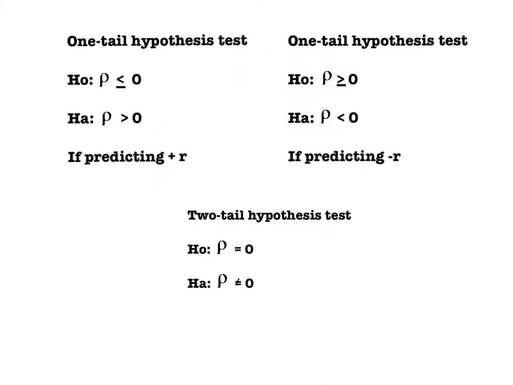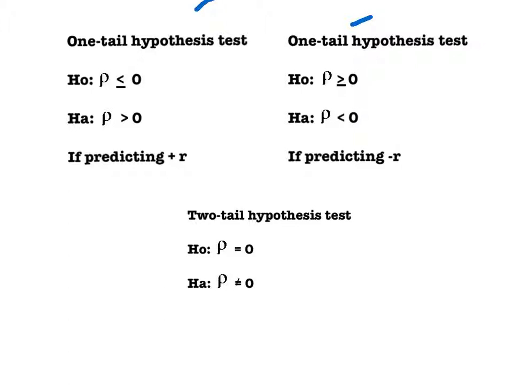With Pearson correlation, we can construct both one- and two-tailed tests of the hypothesis. At the top of this page, I have the different ways that we can construct one-tailed hypothesis tests. On the left is the way that the hypotheses are constructed if we are predicting that the value of r is going to be positive.